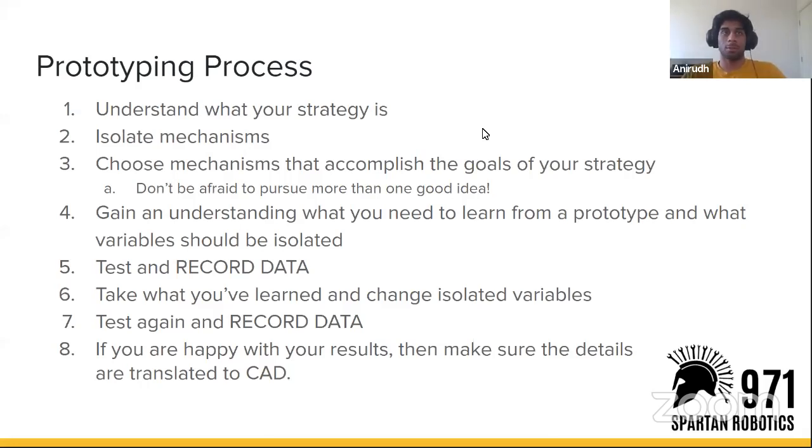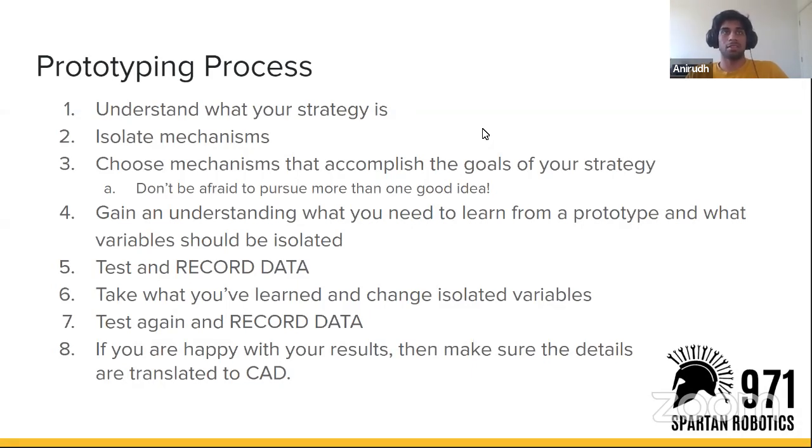This is the prototyping process. The first step is understanding the strategy of what your team is hoping to do at the game. This is what the robot will hope to do in a given match, and this is the first step and should always be done before prototyping. The next step is isolating mechanisms. This is simply separating different mechanisms that do different things on the robot from each other. For example, you would separate an intake from a drivetrain or the shooter from a serializer, as they do different things. After that, you come up with ideas for different mechanisms that can accomplish what your strategy outlines.